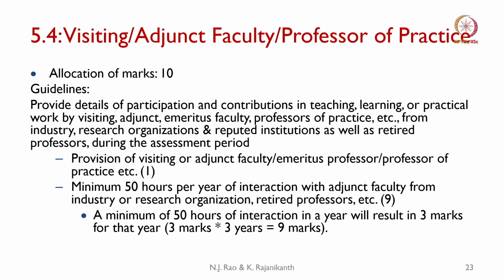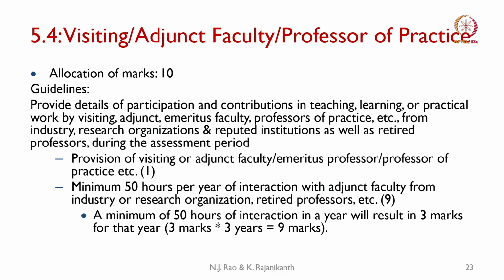So this minimum of 50 hours of interaction in a year will result in 3 marks for that year. So per year there are 3 marks for a minimum interaction of 50 hours. Then if such a thing happens over all the 3 years, you get the maximum marks, that is 9 plus 1, 10. Of course, if you have such a visiting adjunct faculty for only 2 years, then naturally 2 into 3, 6 plus 1, 7 marks you will get. And of course, if you have less than 50 hours per year, then there are no marks awarded.